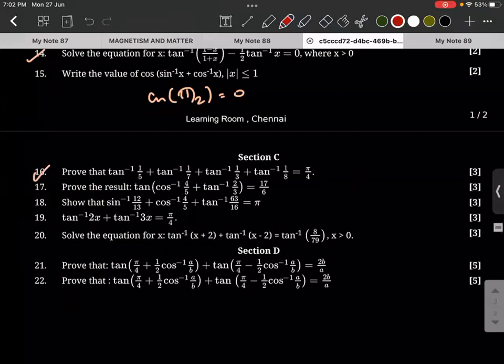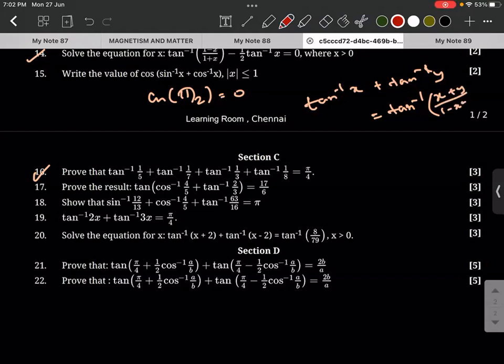Okay, 16th one, you know how to solve. Tan inverse x plus tan inverse y, you already have a formula. What is the formula? It is something similar to tan a plus tan b, which is tan of (a plus b) by (1 minus ab). Instead of tan, you have tan inverse. It's (x plus y) by (1 minus xy).